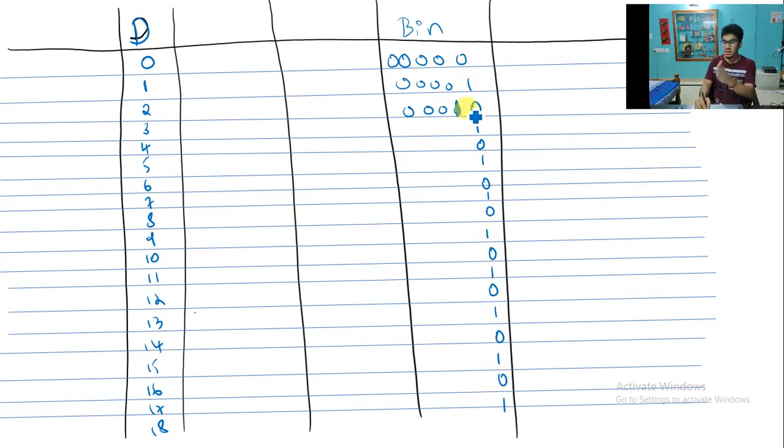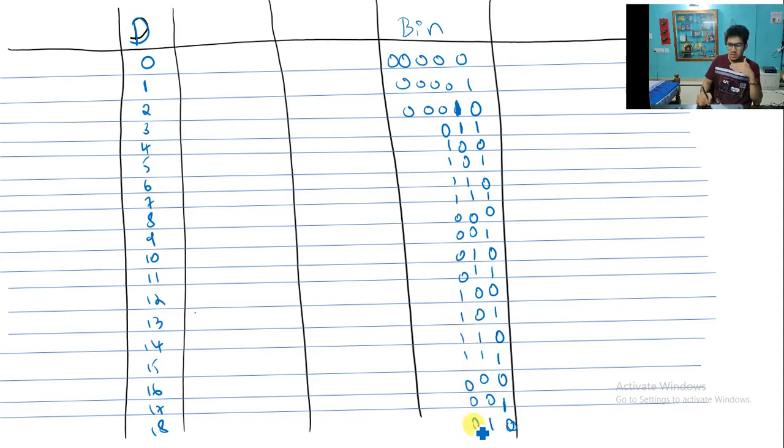The next column will change every two times: 0 0 1 1, 0 0 1 1, 0 0 1 1. After this one, there comes a 0. Then it is 4 zeros: 0 0 0 0, then 1 1 1 1, 0 0 0 0, 1 1 1 1, 0 0 0 0.